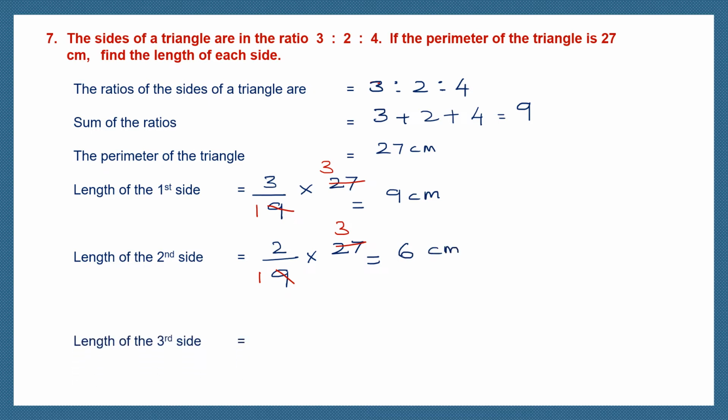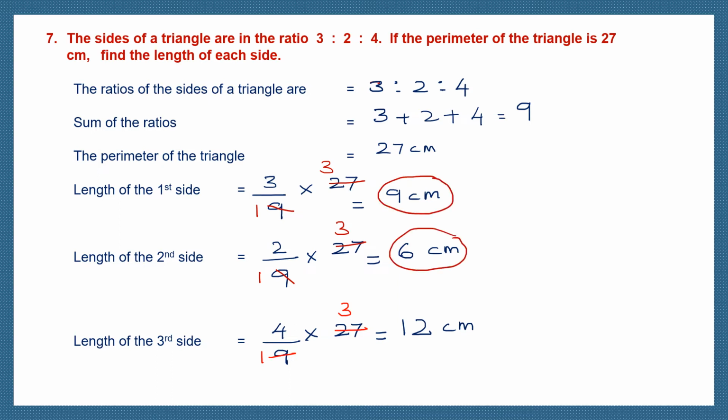Length of the third side, we will take the third term, which is 4, divided by the sum of the ratios into the perimeter. Cancel. 9 ones are 9, 9 threes are 27. Now multiply 4 and 3. 4 threes are 12, 12 centimeters. So now we have found the length of each side. The first side is 9 centimeters, second side 6 centimeters, and the third side 12 centimeters.